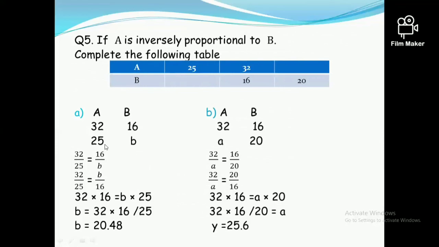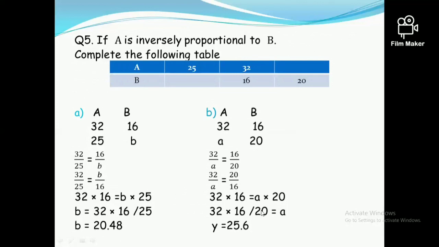Then you can use the same relationship. 32 divided by 25 equals 16 divided by B. The next step is to swap numerator and denominator. Bring B up and 16 down. Then cross multiply. 16 into 32 equals 25 into B. Then you can say B equals 16 into 32 divided by 25. You'll obtain the answer as 20.48.